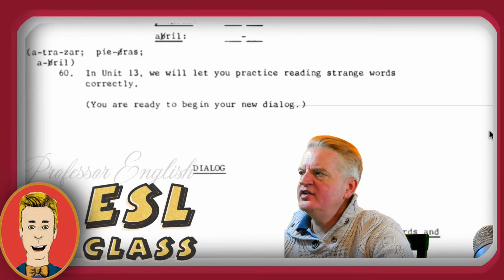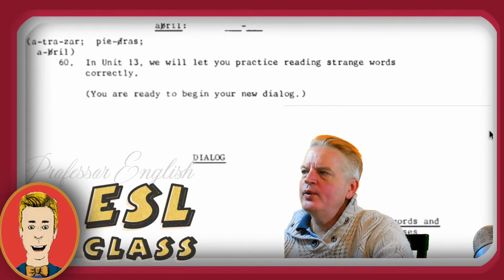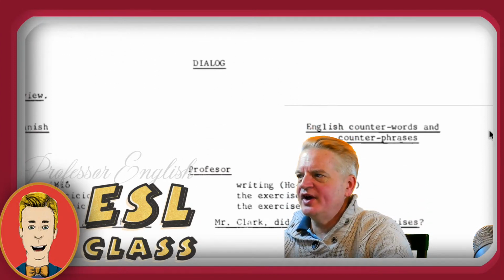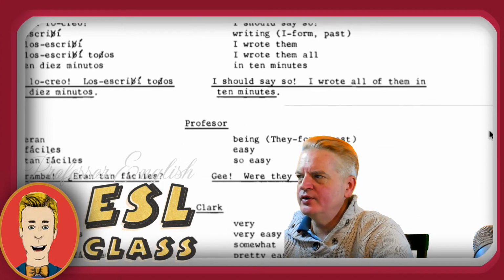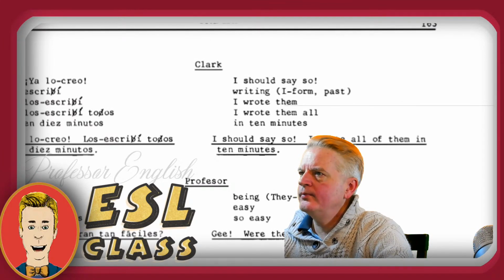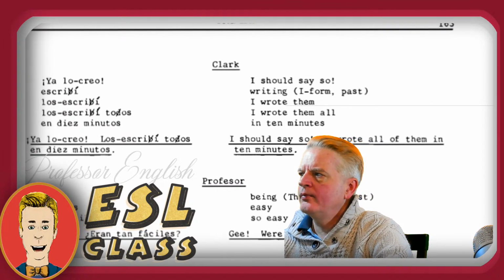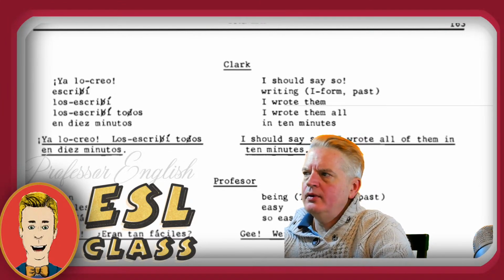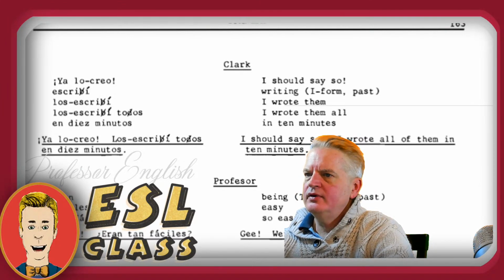60. In Unit 13, we will let you practice reading strange words correctly. You're ready to begin the new dialogue. Okay, so here we are. We're starting the new dialogue. Let me just center this a little bit better. All right. Review.